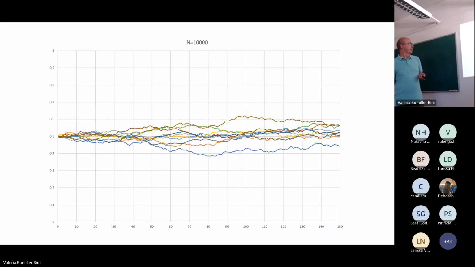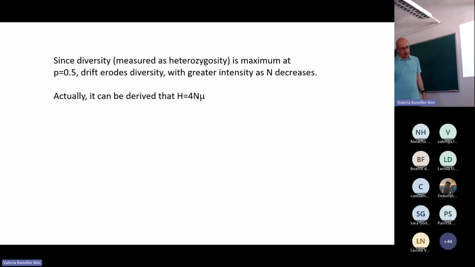So here's a basic point: diversity, understood as heterozygosity, is eroded, is destroyed by drift. And so much so if N is lower. So, in a sense, drift is the enemy of diversity. A larger population will tend to have allele frequencies that are closer to 50% and will have higher diversity.